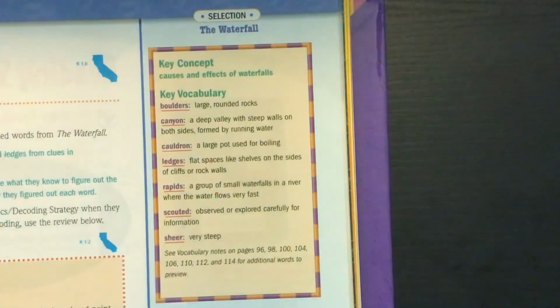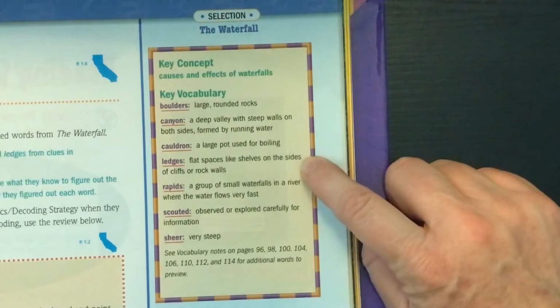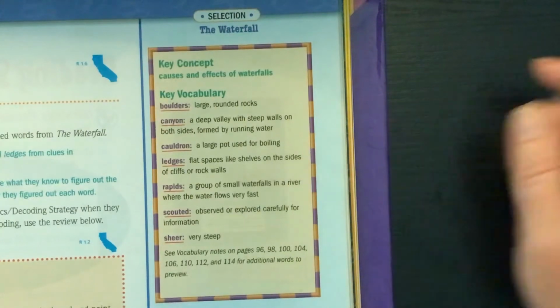The next word is ledges. Your turn. Ledges are flat spaces like shelves on the sides of cliffs or rock walls. So if you're climbing up in a canyon, for example, you might stop at a ledge where it's kind of flat and get your footing and use that as a way to boost yourself up.